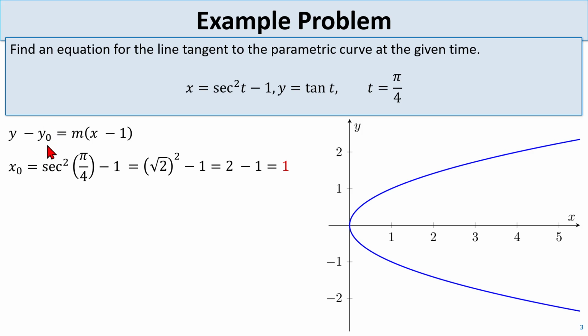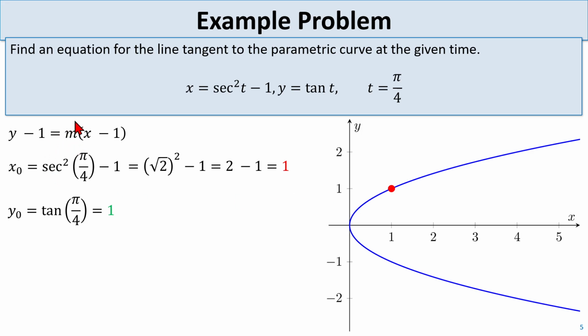Next, we'll find the y-coordinate of the point. The y-coordinate is given by tangent of t. Plug in pi over 4, and we get 1 again. So y0 is also 1 in this problem. Let's replace that. So we have a point that's on our curve. It's at 1, 1. And that's where we're trying to find the tangent line.